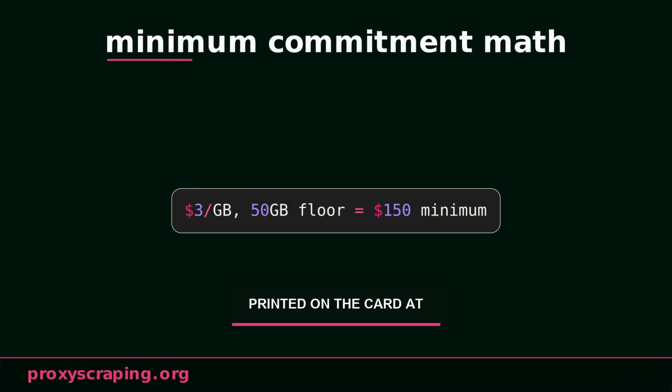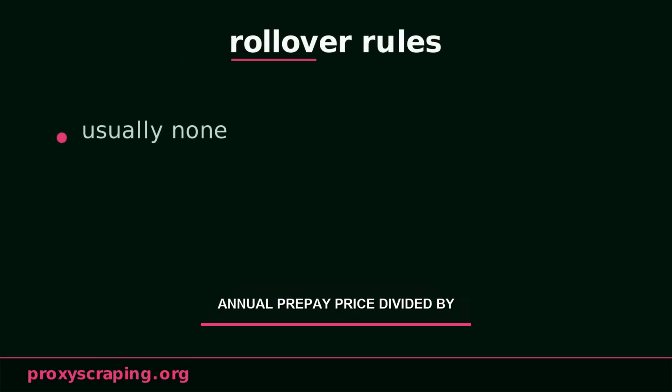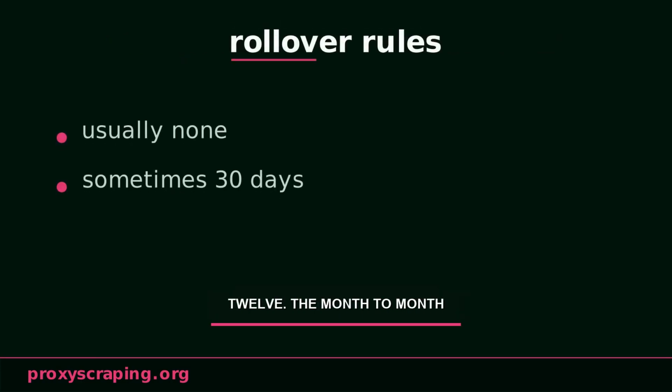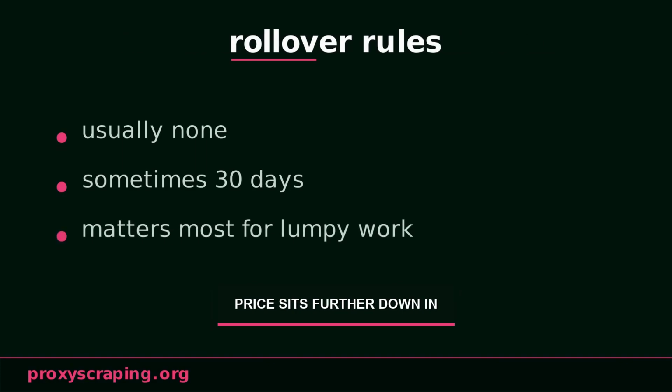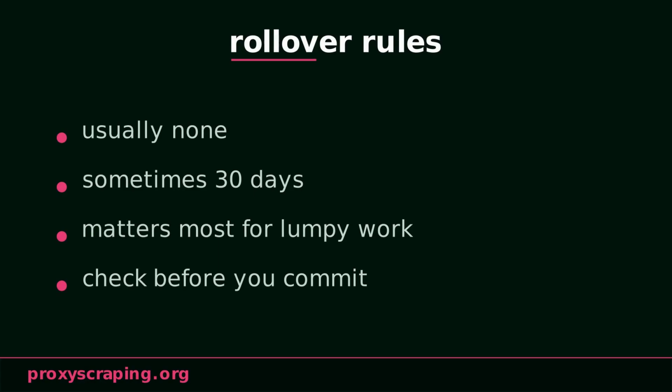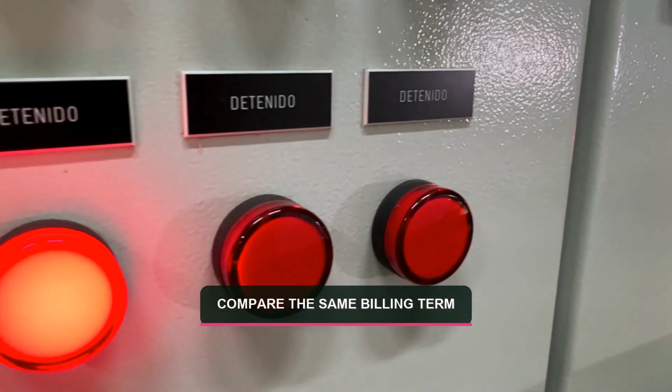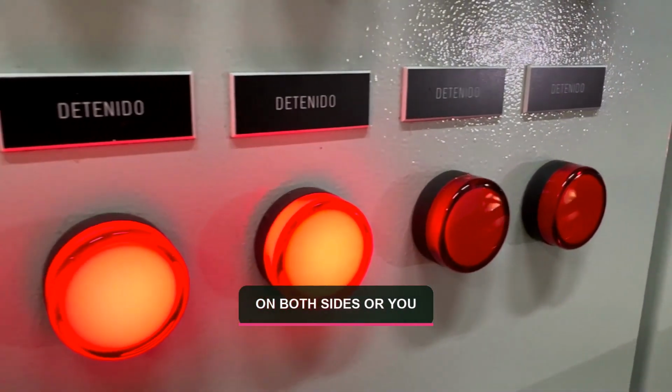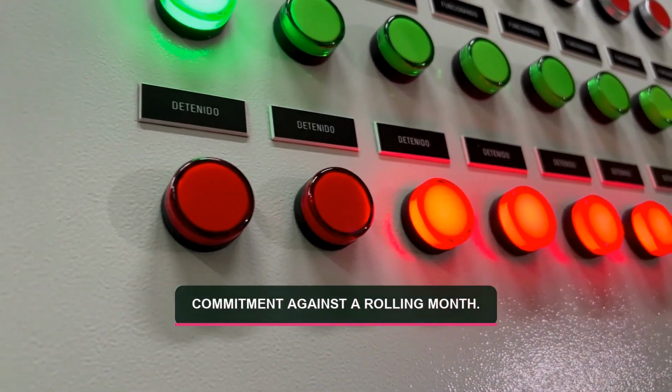And the figure printed on the card at the top is normally the annual prepay price divided by 12. The month-to-month price sits further down in smaller type, sometimes 40% higher. Compare the same billing term on both sides, or you are weighing a year of commitment against a rolling month.